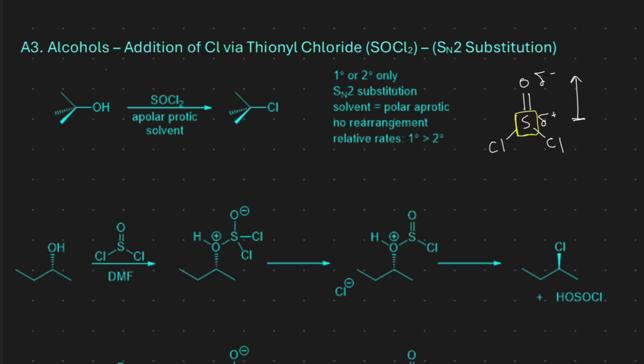So just a couple of things about this reaction: it works for primary or secondary alcohols only. It's an SN2 substitution, so there's no rearrangement. Solvent should be aprotic, and the relative rates are primary is faster than secondary.